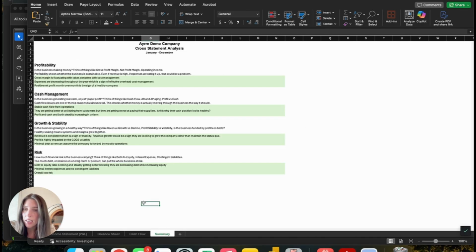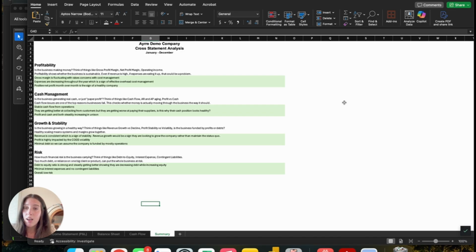Now in this summary tab, these are just a few things that I pointed out, but again, there's almost infinite conclusions or different lenses that you can look at this from. So as far as profitability of the company, it looks like gross margin is fluctuating, which raises the concern of cost management. Is it a costing issue as far as sourcing different materials? Maybe their suppliers are fluctuating their costs. We just don't really know right now.